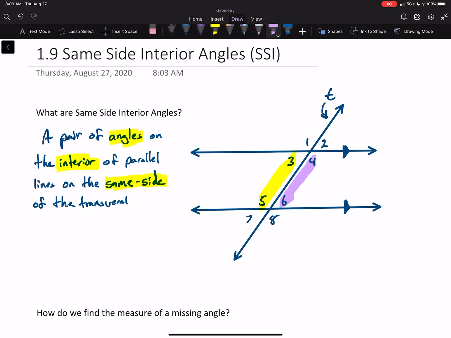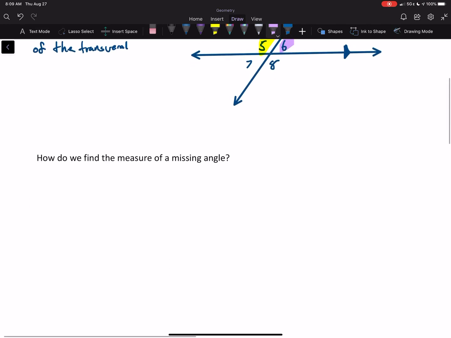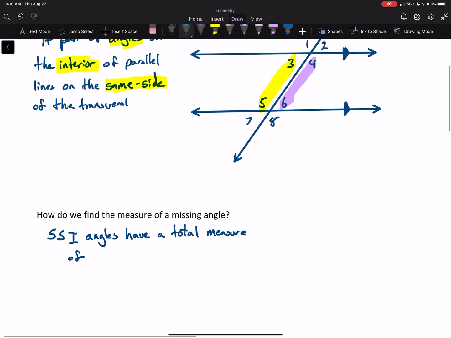So how do we find the measure of a missing angle? Well, here's what you need to know about same side interior angles. So I'm going to abbreviate them as SSI. You can do the same thing as well. It'll make your notes a little bit easier to write. So same side interior angles, SSI angles, have a total measure of what? What do you think?